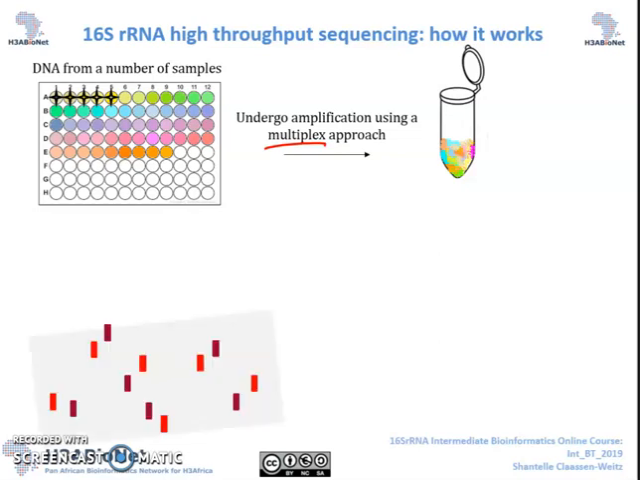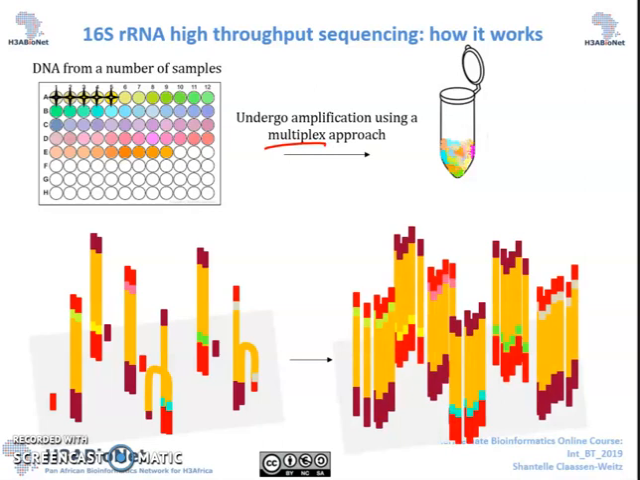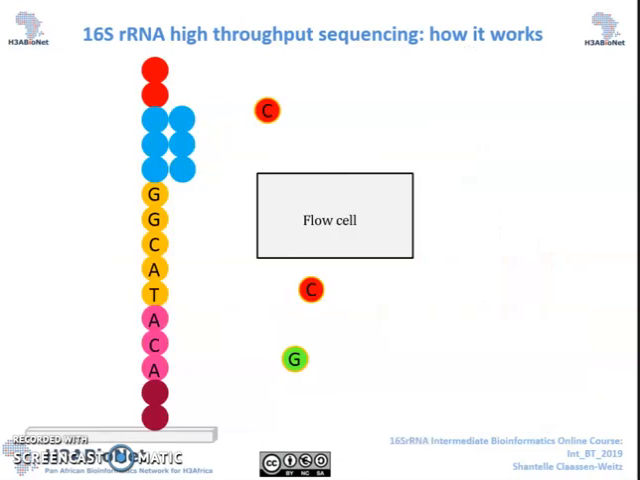Fragments are hybridized to the dense lawn of oligos on the flow cell. Copies of the fragments are then bound to the flow cell surface. Clonal bridge amplification results in hundreds of millions of unique clusters. This is followed by cleaving of the reverse strands. The sequencing primer is hybridized to the DNA templates.